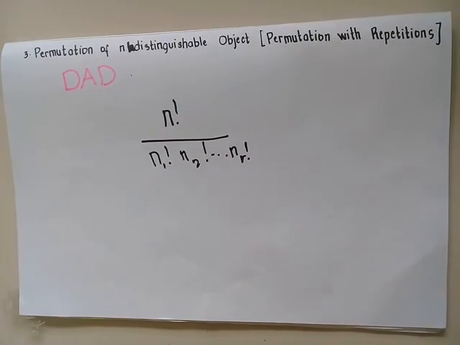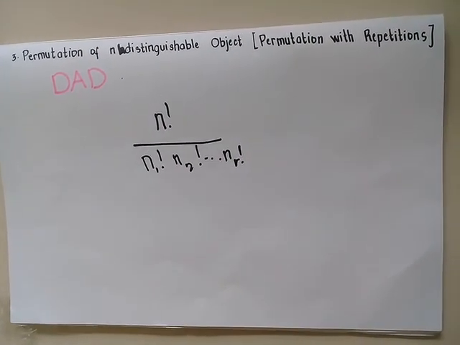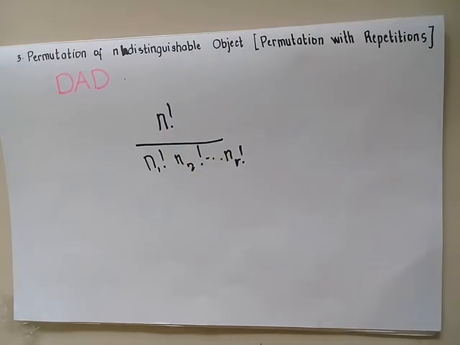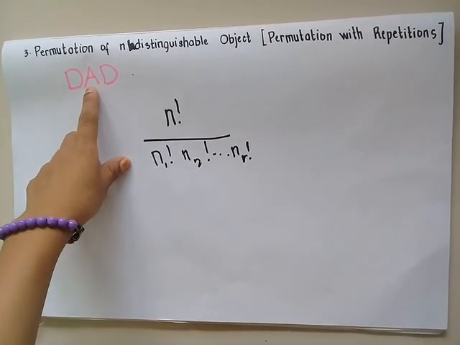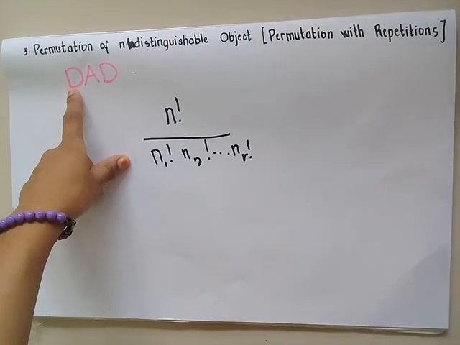The third type is the permutation of an indistinguishable object, or permutation with repetitions. Look at the word "that". This word has a repeated letter, which is D.